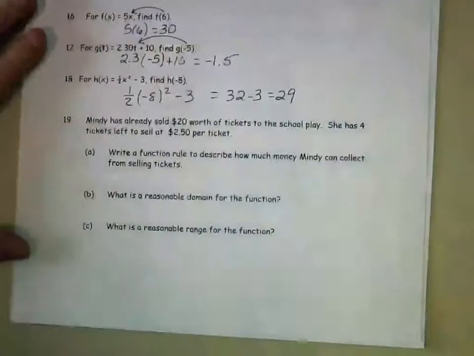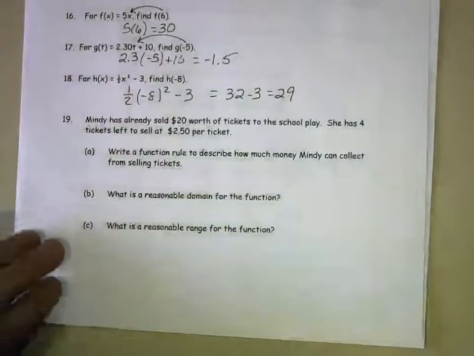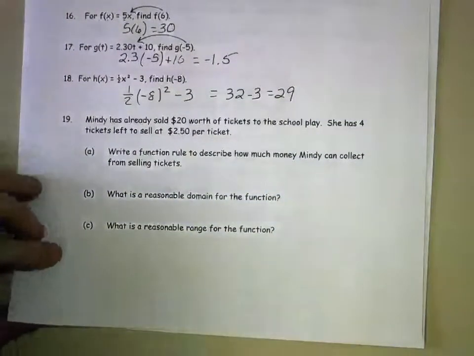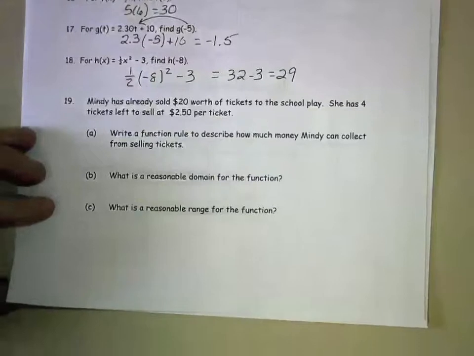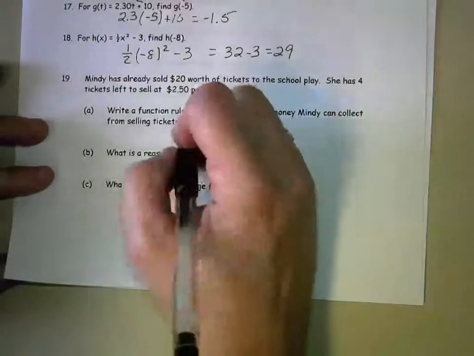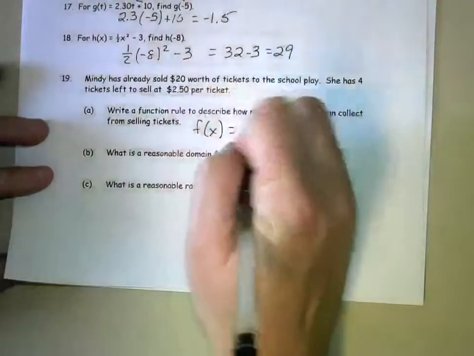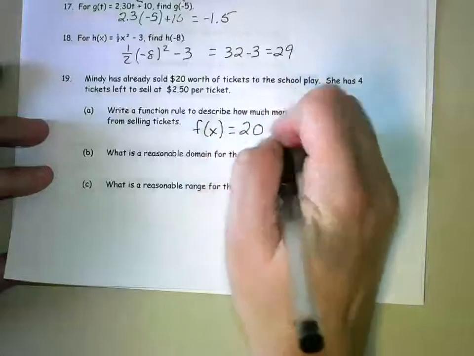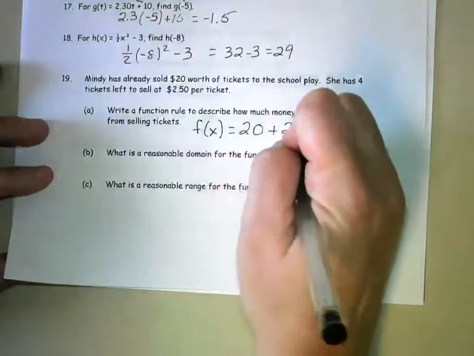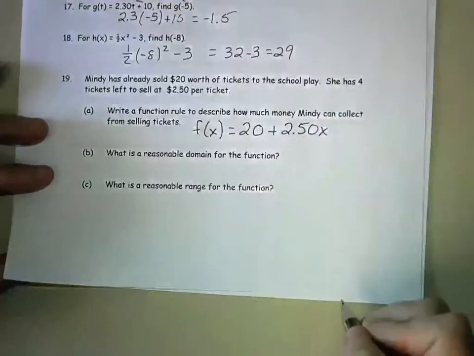Number 19, Mindy has already sold $20 worth of tickets for the school play. She has 4 tickets left to sell at $2.50 per ticket. Write a function rule to describe how much money Mindy can collect. So f of x equals, she already has $20, and then 2.50x, $2.50 per ticket.